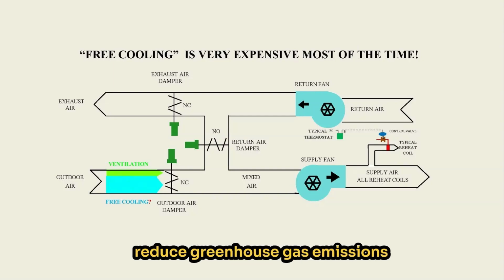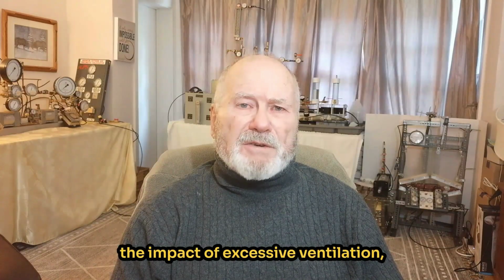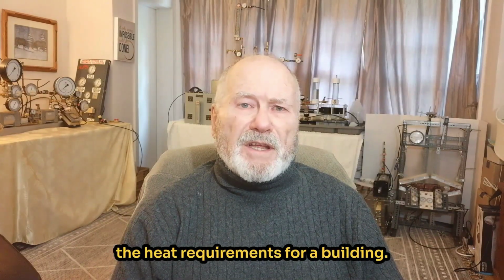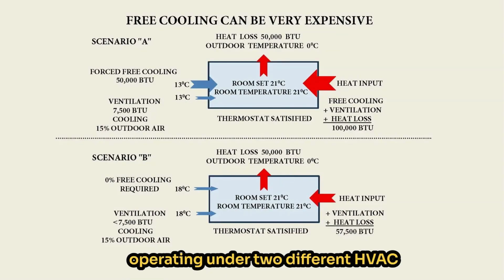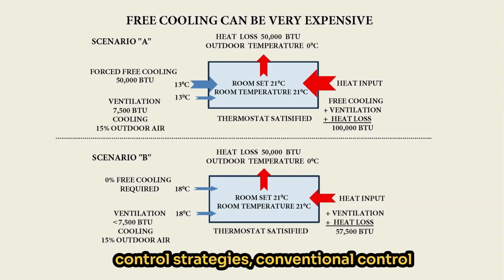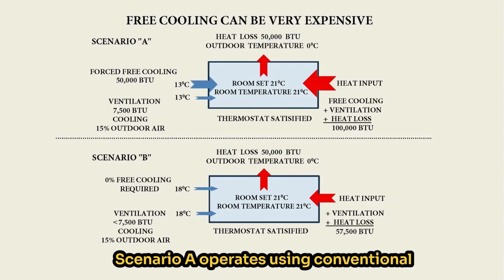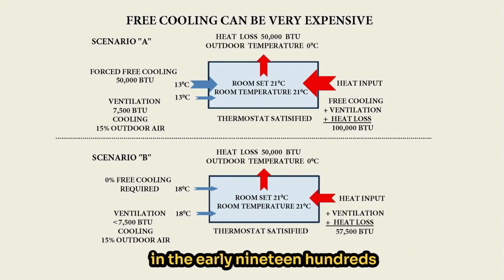The second slide is one showing the impact of excessive ventilation, excessive fresh air, into the heat requirements for a building. This drawing compares the same room operating under 2 different HVAC control strategies, conventional control logic and energy conservation logic. Scenario A operates using conventional HVAC control methods developed in the early 1900s and still commonly used today.